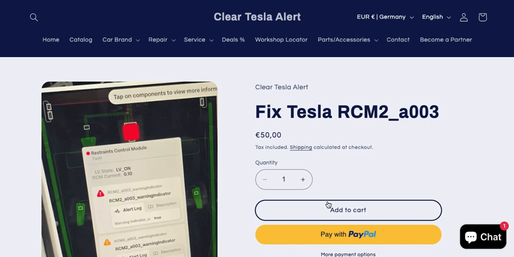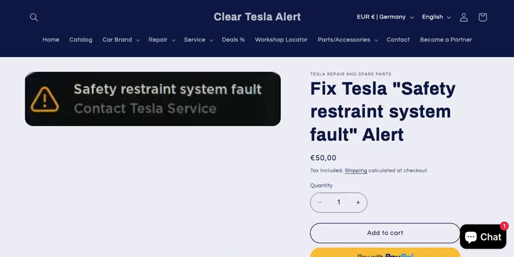RCM2. Got safety restraint system fault on a touch screen.